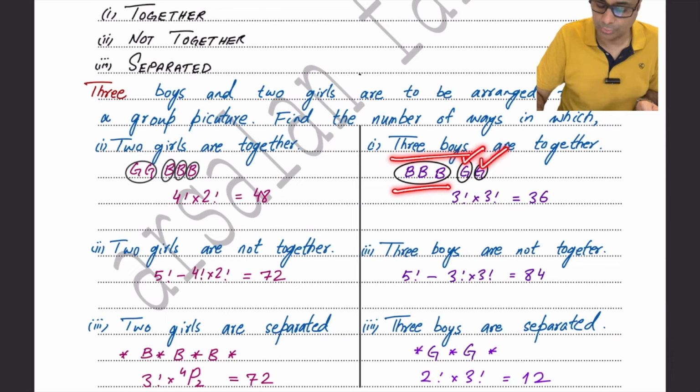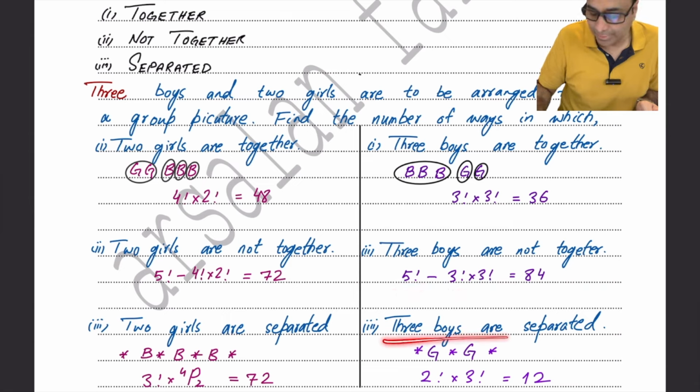And then that makes total objects to be 3. That is 3 factorial. But these 3 boys can shuffle among themselves. So the total number of ways of arranging these 3 boys is going to be 3 factorial as well. So that becomes 3 factorial into 3 factorial. Not together means again total arrangements minus the arrangements where the boys are being together.